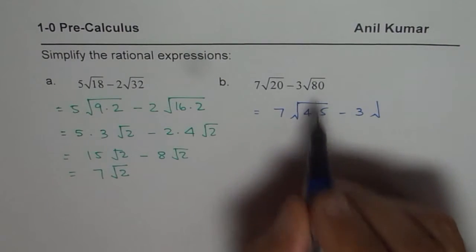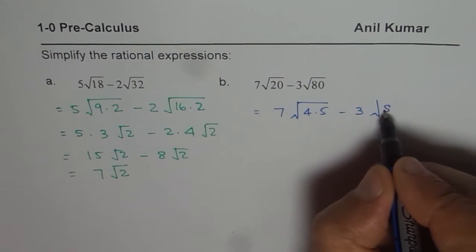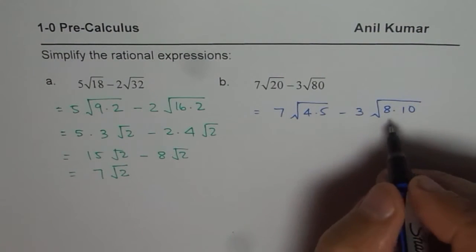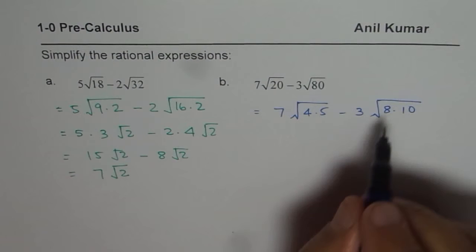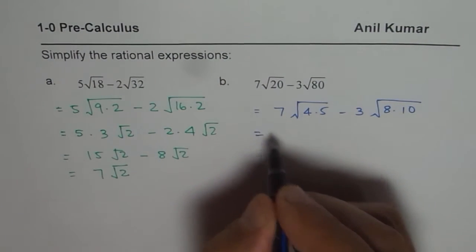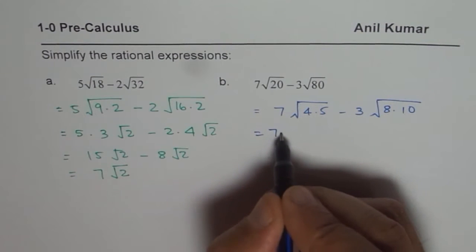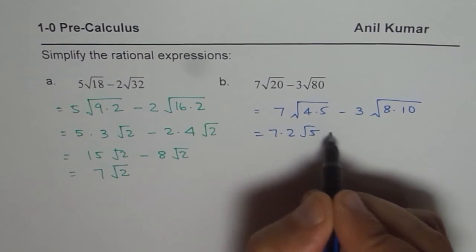But let us try to write this as 8 times 10 first. Let us say we don't get the perfect square. Then how can we go about? This is what we learn here. So in this case, I know square root of 4 is 2. So I could take out 2 outside. I get square root 5.